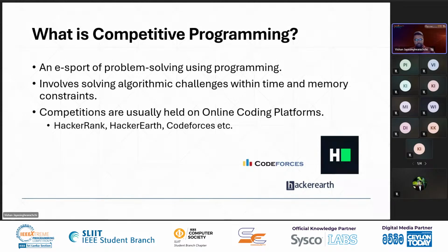So there are many popular platforms which hold these contests. For example, I think the most well-known ones in SLIIT are HackerRank and HackerEarth. But there are many others, like there's a whole list, right? So I have listed only a couple of things here. Right, now we know what computer programming is. So let's see why engage in computer programming.